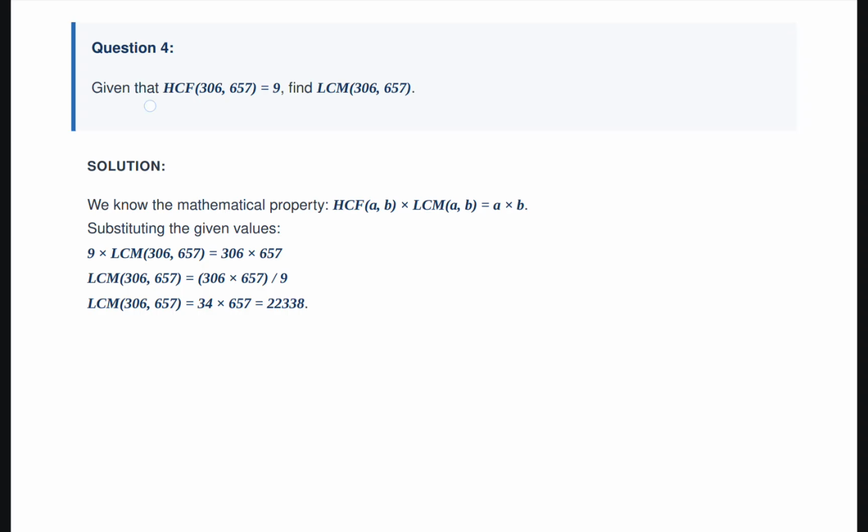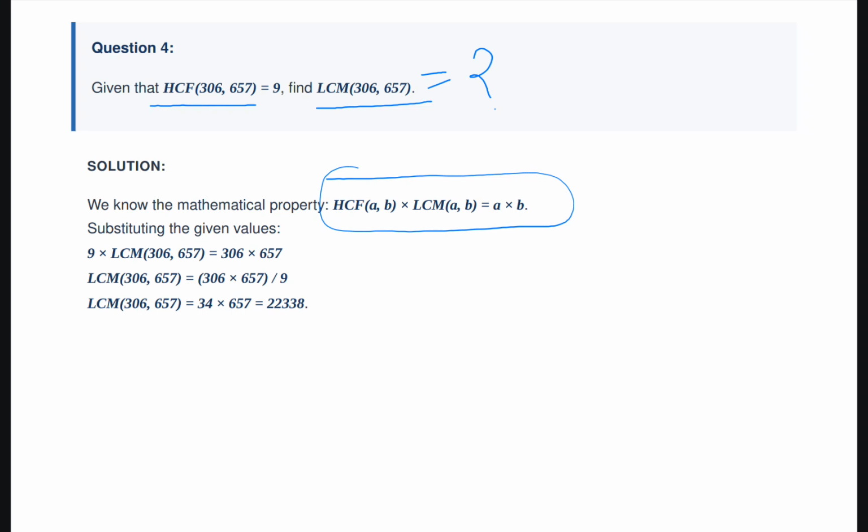Now see question number 4. It is given that the SCF of two numbers, 306 and 657, is 9, and you need to find the LCM. So how will you find it? You will apply this mathematical property, which is very important for your exam. You will definitely get one question from this property, so keep it fixed in your mind. Now you will apply this property here.